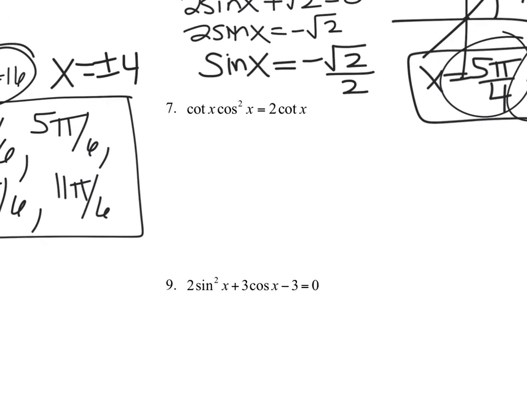All right, number 7. Now, here's something that people do every year, and they're wrong every year. They want to divide both sides by cotangent. You're not allowed to, okay? You're not allowed to divide by anything that could be 0, because it could be 0, so you can't divide by it.